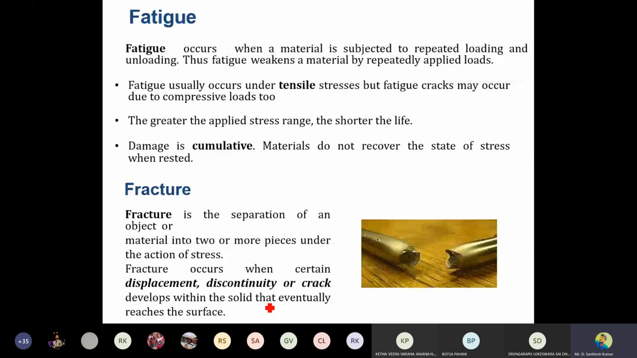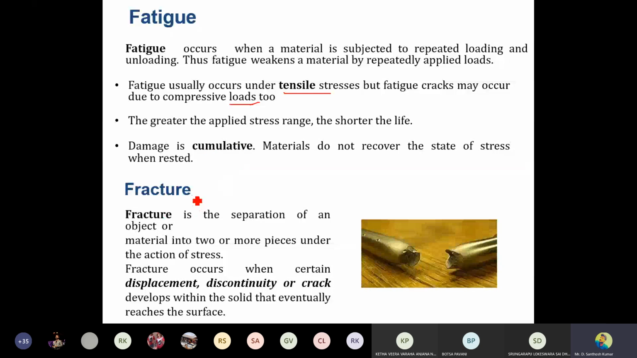So and also we have another one like fatigue fractures. Both are surface properties here. Fatigue occurs exactly when the material is subjected to repeated loads or unloadings. If you are going for repeated loading and unloading, then obviously fatigue will occur. Here fatigue is usually under tensile stresses, but fatigue cracks may occur due to compressive loads too. So both tensile as well as compressive will happen.